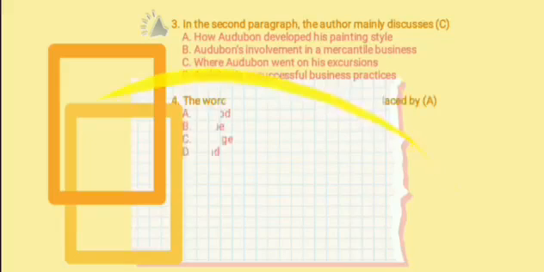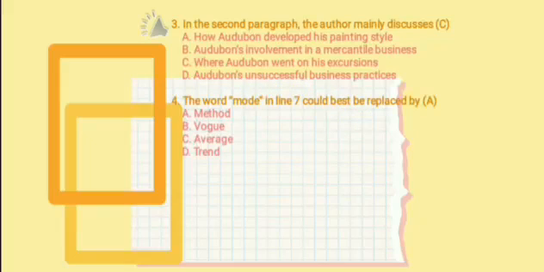And the next, the word "mode" in the second paragraph could be replaced by blah blah blah. So we now focus on the second paragraph, whose answer is A, because in the second paragraph the word "mode" is generally used in running a business, and so on. So "mode" here is like the closest synonym, namely A, method.